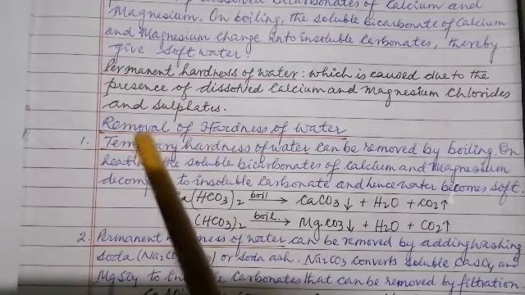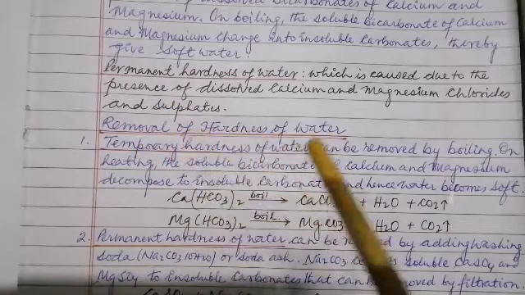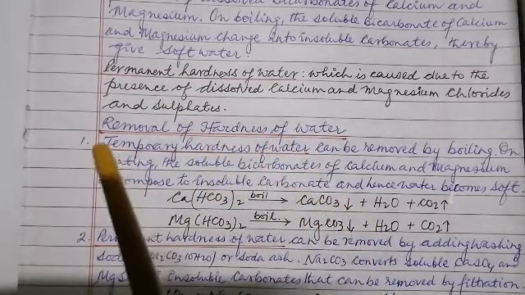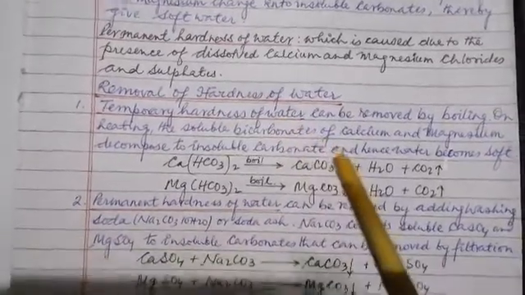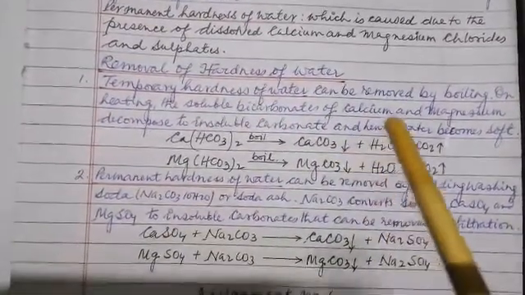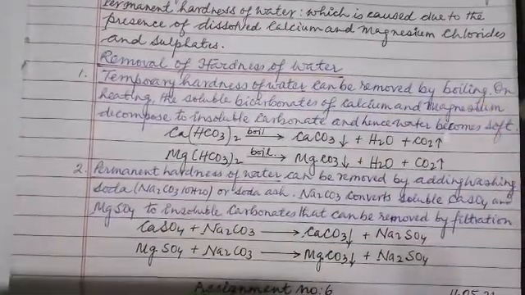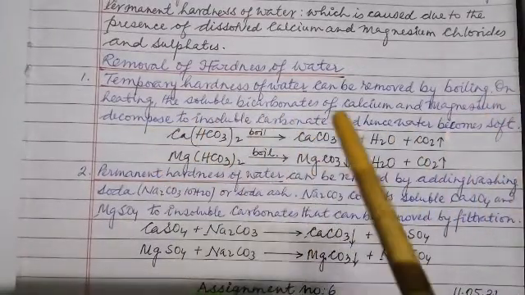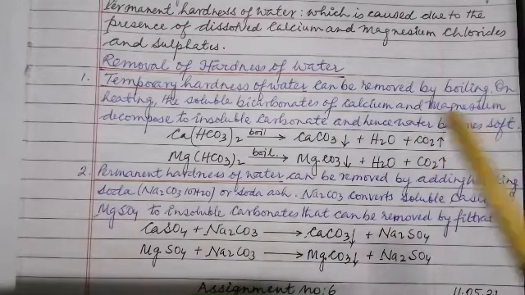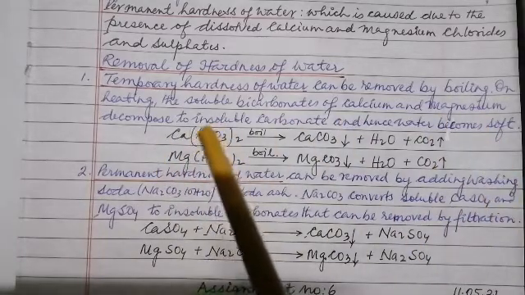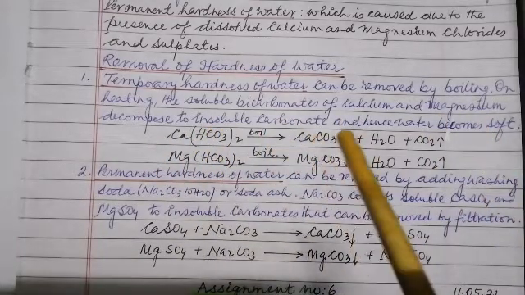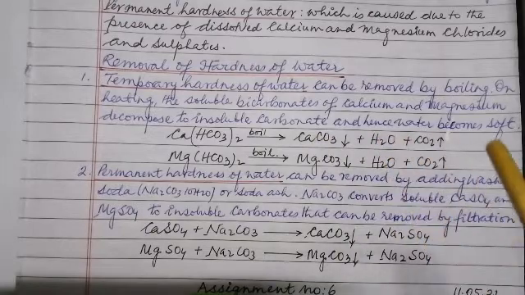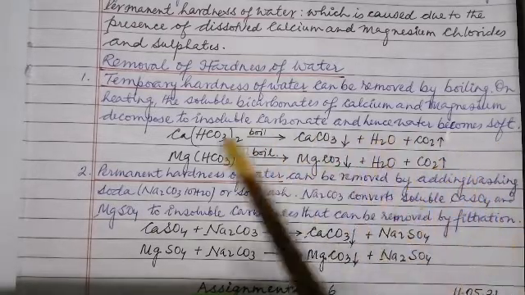Now, how do we remove hardness of water? Number one, temporary hardness of water can be easily removed by boiling. So, on heating, the soluble bicarbonates of calcium and magnesium decompose to form insoluble carbonate, and hence water becomes soft.